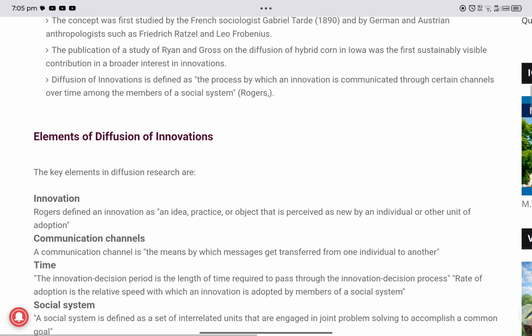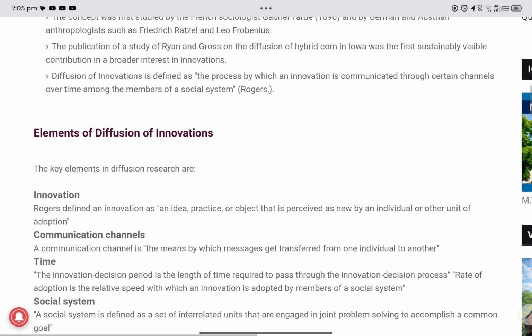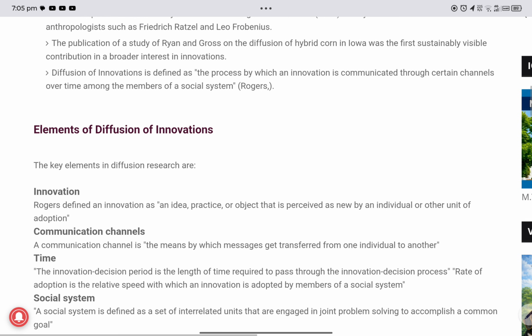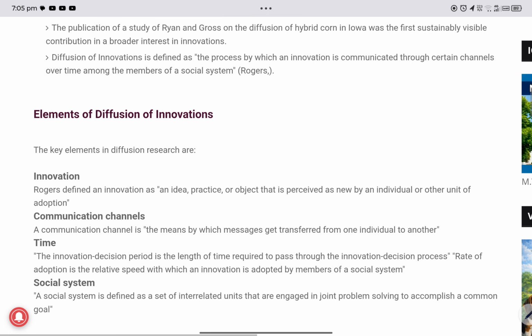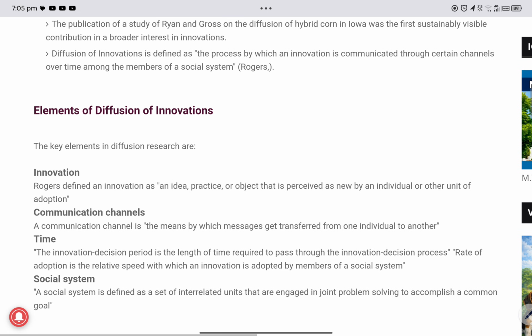Diffusion of innovation is defined as the process by which an innovation is communicated through certain channels over time among the members of a social system.